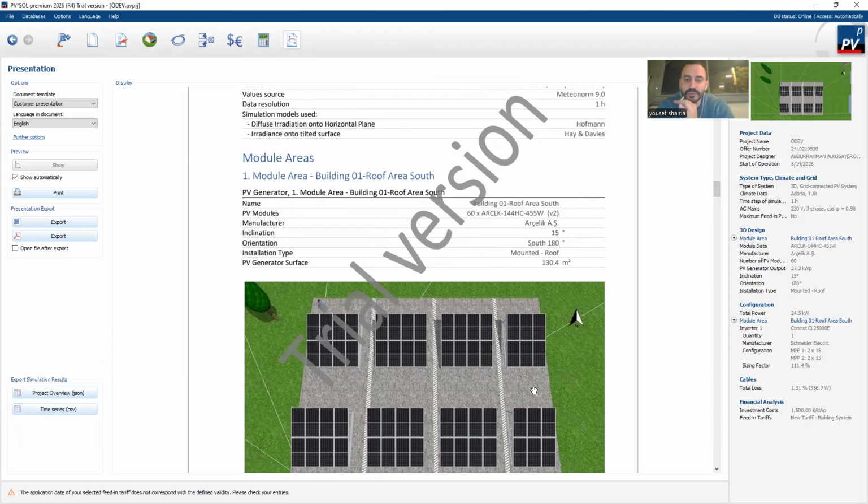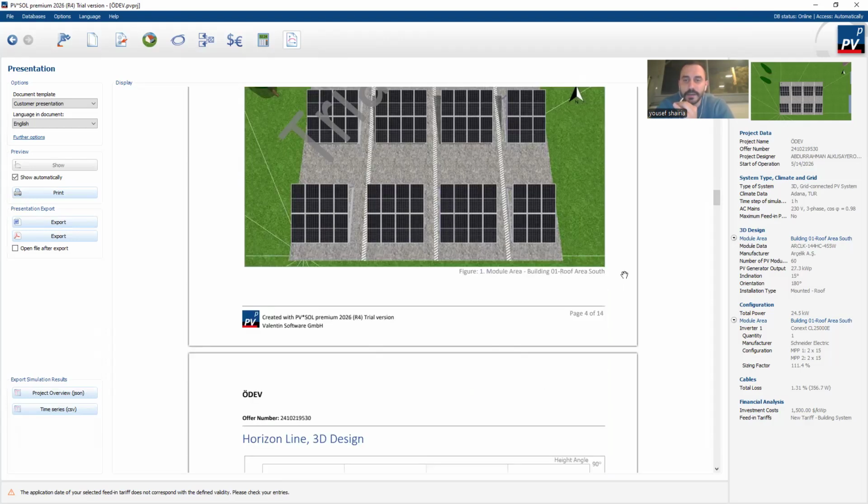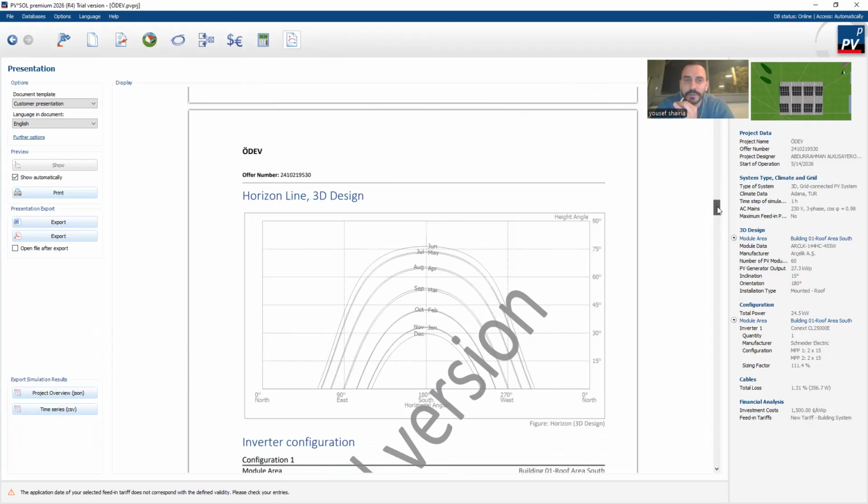The panels are installed on the south-facing roof of the building with an inclination angle of 15 degrees and an orientation of south, 180 degrees. This orientation maximizes exposure to direct sunlight throughout the year. The total PV generator surface area is 130.4 square meters.